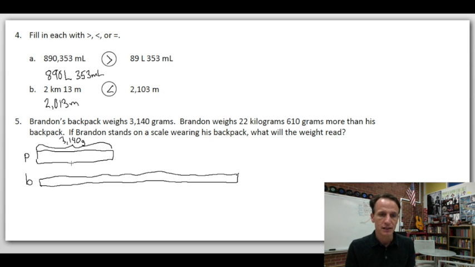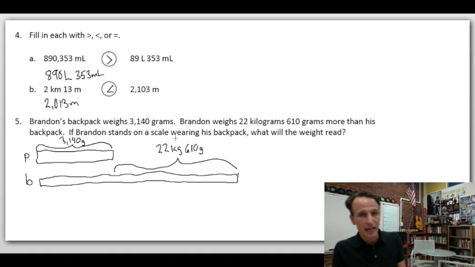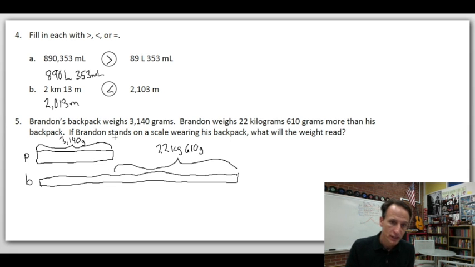Now the key is this whole 22 kilograms, 610 grams, is that Brandon's weight? The answer is no. That weight refers to the difference between them. That is this right here. That is 22 kilograms, 610 grams. Now, it would be one thing if they're simply asking us what is Brandon's weight, right? That's something we could calculate given what we have. In fact, I could even add in, if you like, a little dotted line there. It makes it clear that we're comparing the backpack and how much more Brandon himself weighs.